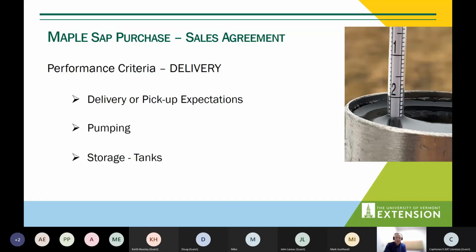I think a couple notables here for delivery: pumping and tanks. I think you can all imagine the different bottlenecks, the potential of equipment working or not working, the potential of tank storage being there or being over full. And so these are factors that I'd encourage to be included.